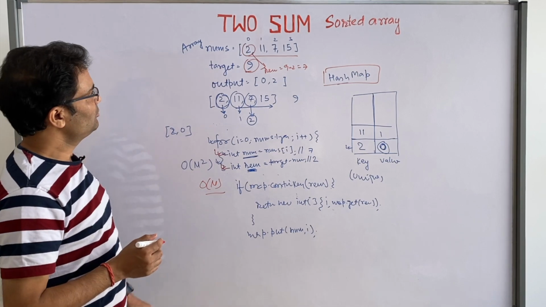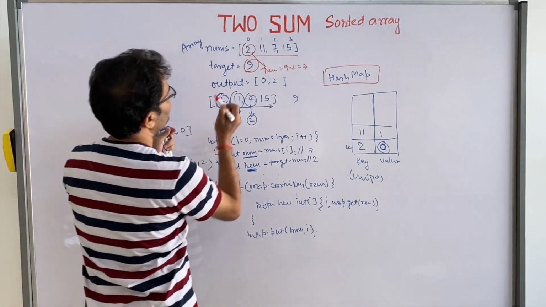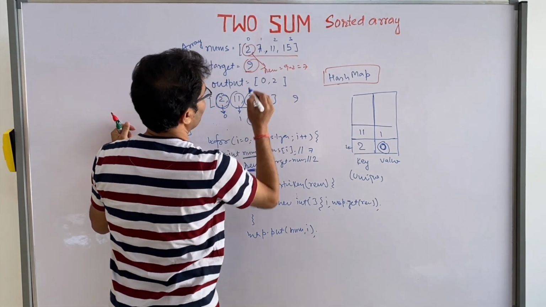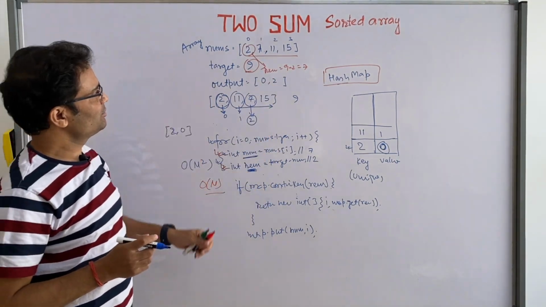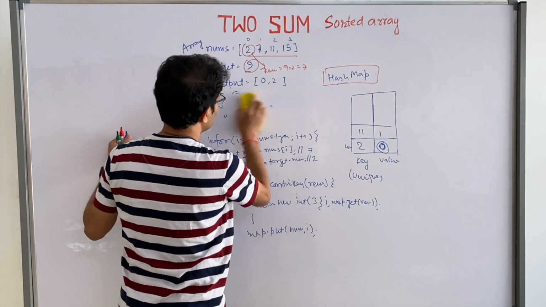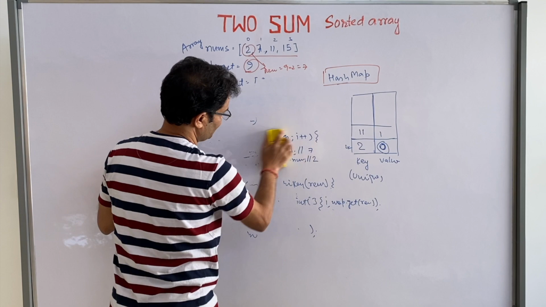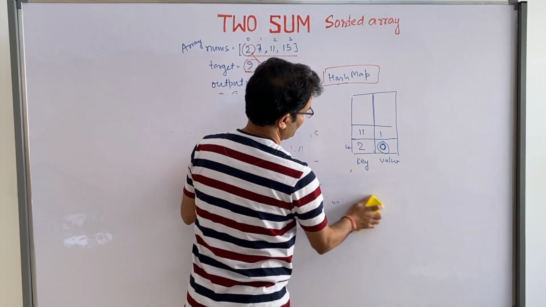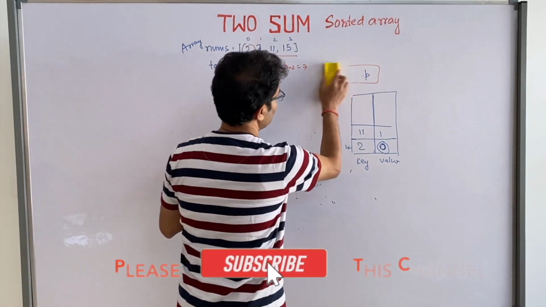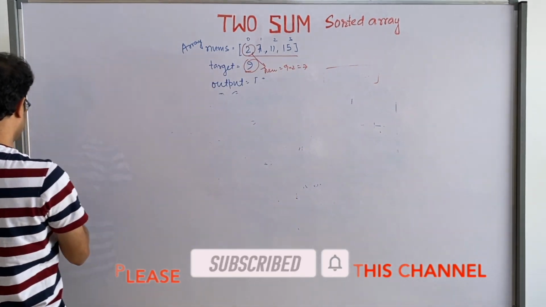But now for this problem, the array is a sorted array, like 2 7 11 15. We are going to take advantage of the sorting to find the two sum. It's very easy, we can do it in just one scan. In that case we are not going to use any map. We use the sliding window concept, means the two pointer concept, and you can get the answer.